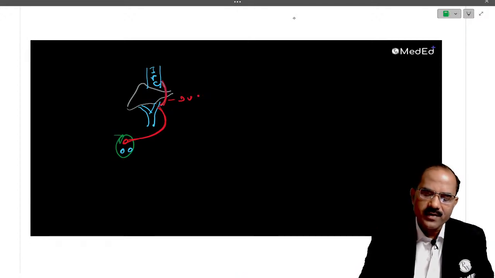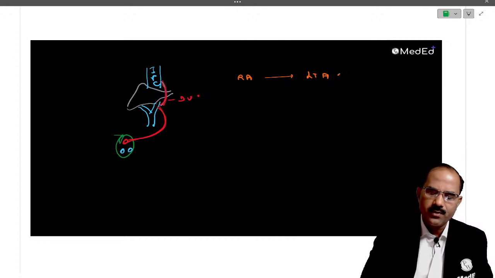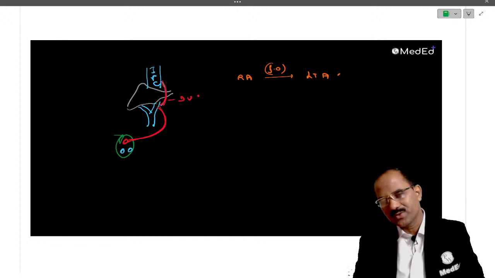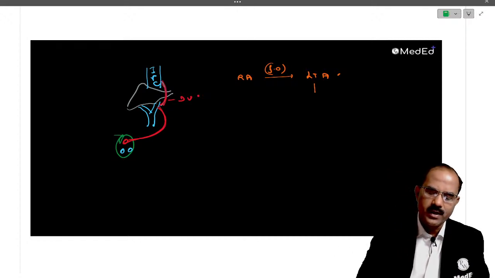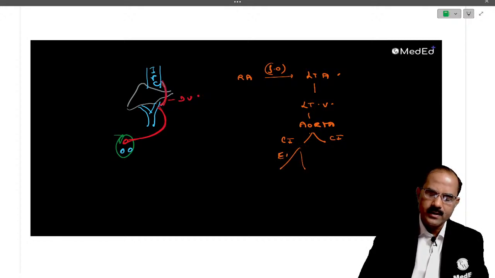Now, from the IVC, the blood goes to the right atrium. From the right atrium, the blood directly goes to the left atrium through the foramen ovale. Left atrium to the left ventricle to the aorta. The aorta divides into common iliacs. Common iliacs divide into an external iliac and an internal iliac.